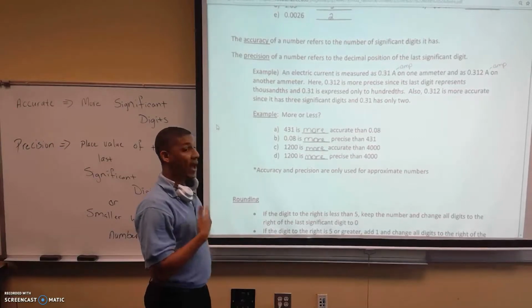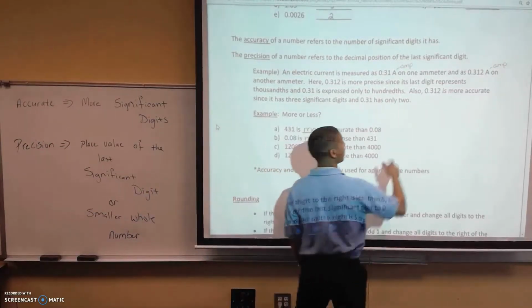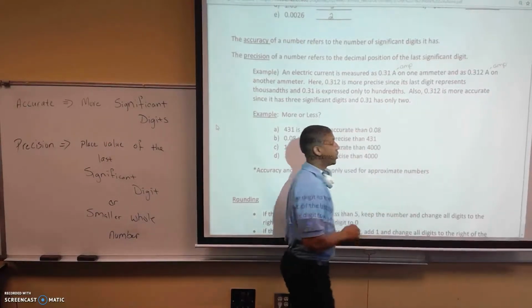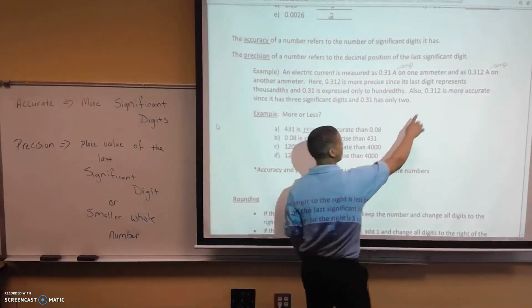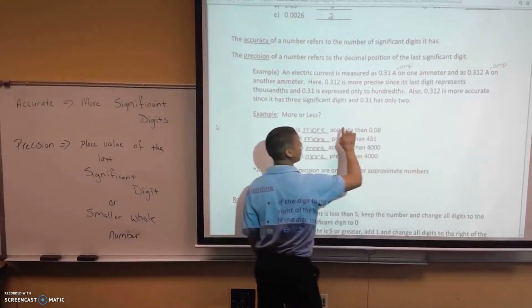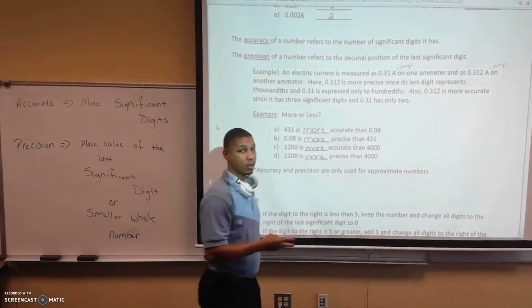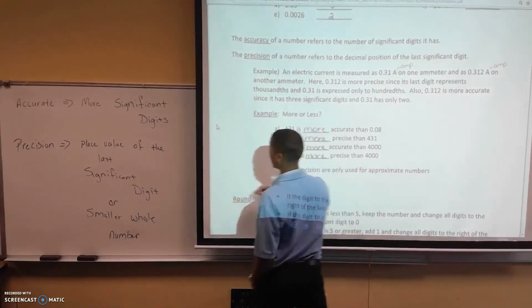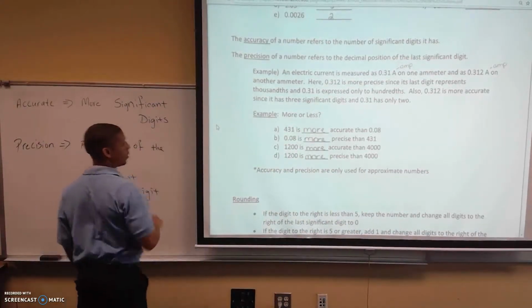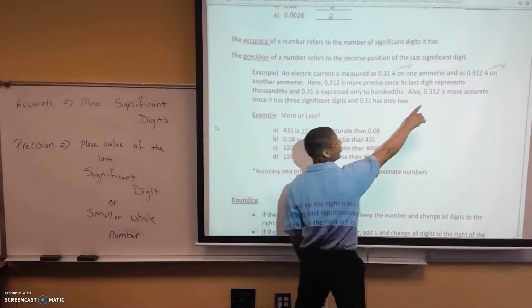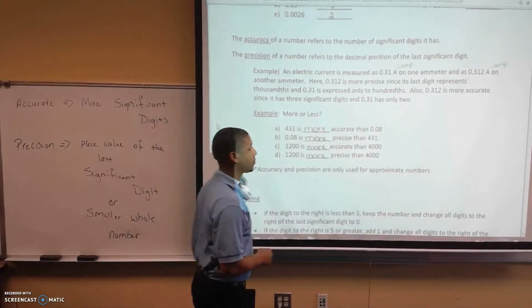Now if we're going to the accurate part, how many significant digits is this one? Well, you should say 3. 1, 2, 3. How many significant digits does this one have? This one has 2. So because we're looking for more significant digits, and this one has more than this one, then 0.312 is going to be more accurate as far as the number.